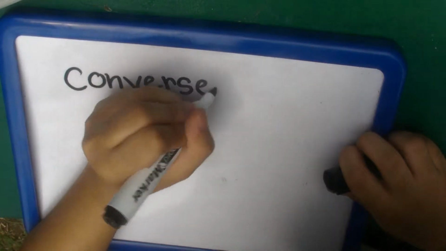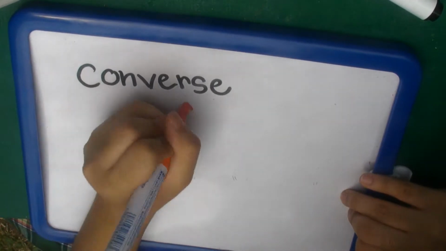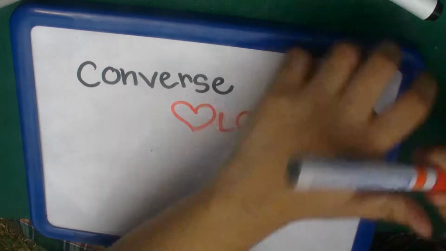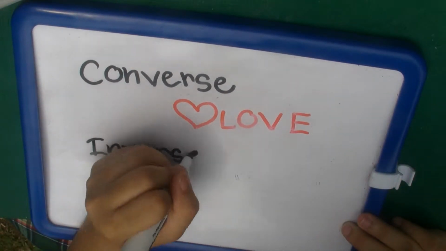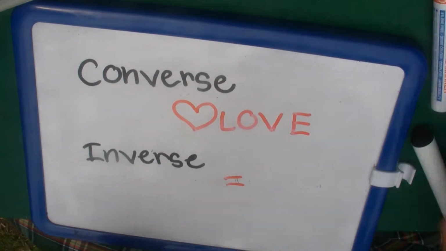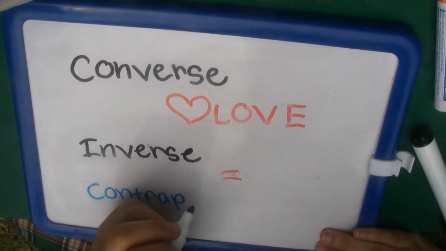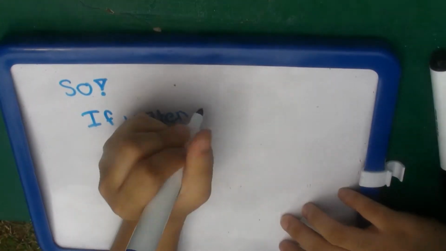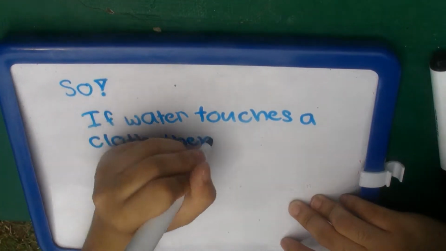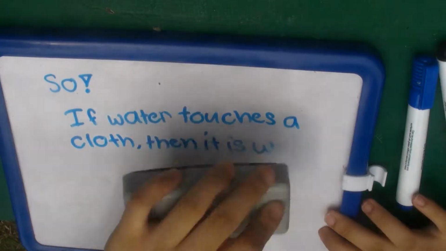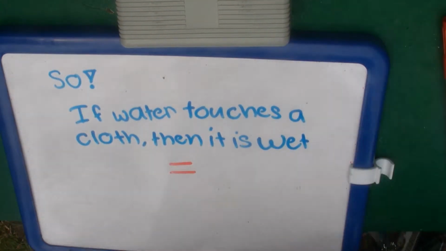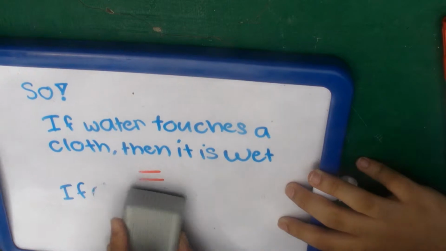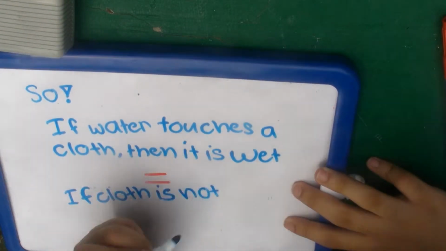Contrapositive statements are like the child of both converse and inverse statements. They merge both of them to both negate and switch the hypothesis and conclusion of the statements. So if the original statement is, if water touches a cloth, then it is wet, then the contrapositive is, if a cloth is not wet, then water did not touch it.